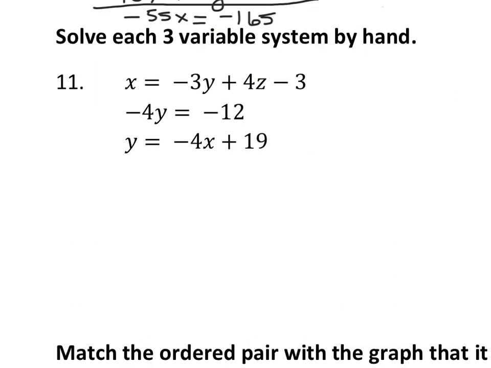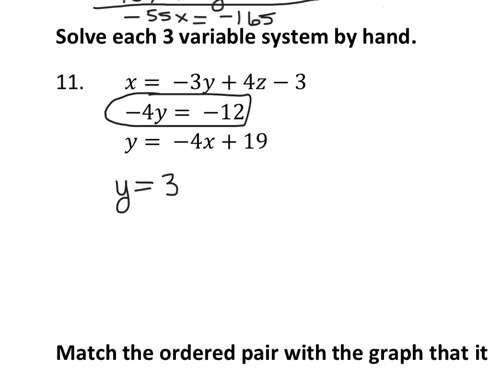In the next problem, problem number 11, we're solving each 3-variable system by hand. And this time, I'm going to start with solving for y in this equation right here. So I'm just going to take this one variable at a time. So I'm going to solve for y here, and when I divide both sides by -4, I get that y equals 3.